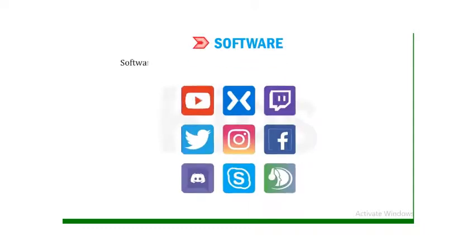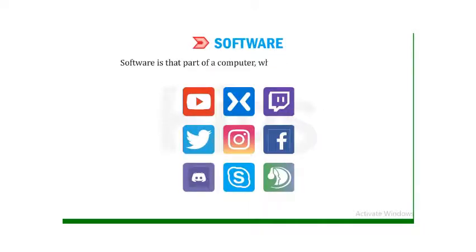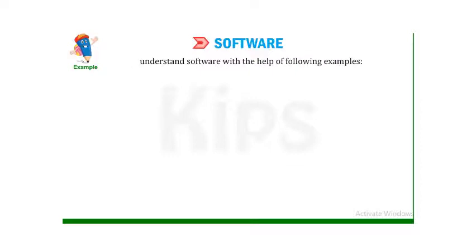Let me now talk about software. Software is that part of a computer which cannot be seen and touched. To make the hardware work, we need to have software in it. Let us understand this with the help of given examples.